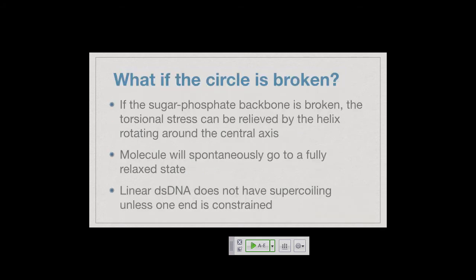Now, here's an important idea. What I didn't say, but only implied when I was telling you this, is that when we're doing this supercoiling and rotating and under-rotating and over-rotating, we're not breaking any of the covalent bonds. We're really just slipping the hydrogen bonding. The question is, what happens if the circle gets broken? Well, there's an idea called linking number, and I'm not going to bore you with that. Okay? But here's the important idea.